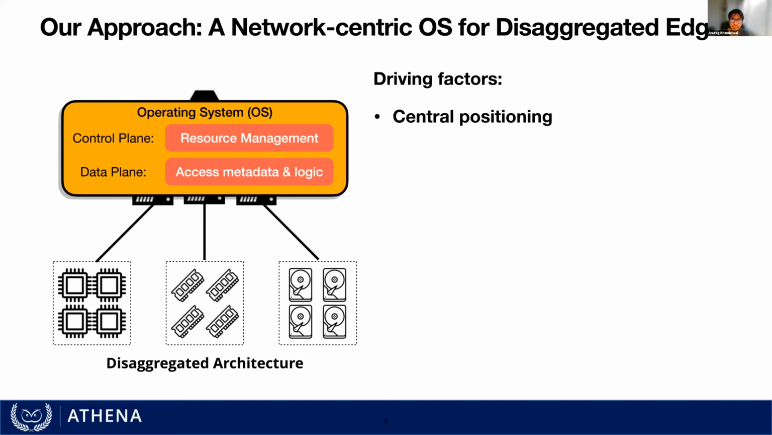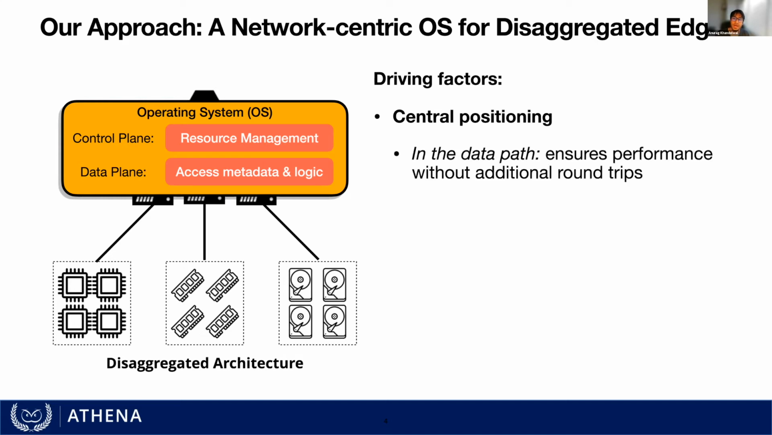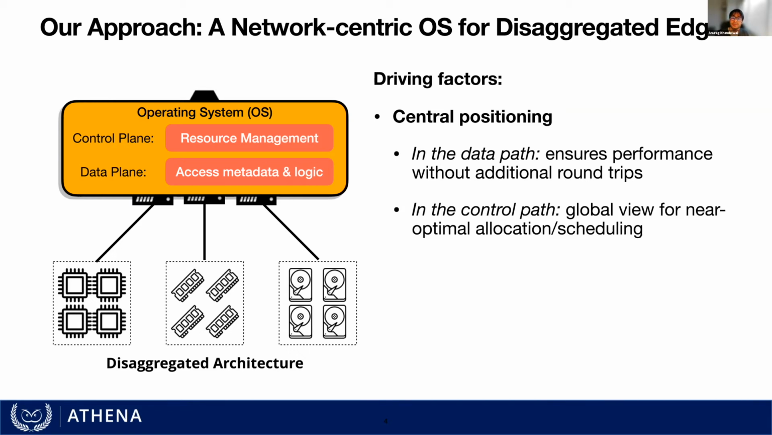And this provides two main advantages. First, by placing the resource access metadata and logic in the network path, you can perform the resource access logic within the data path of the communication without performing any additional round trip. So it facilitates low latency and high throughput access to the different resources in your network, right? And the central positioning in the control path allows resource management mechanisms to leverage the global view of all resource communications, as well as the state of all the resources in the system, for near optimal allocation and scheduling policies, right?